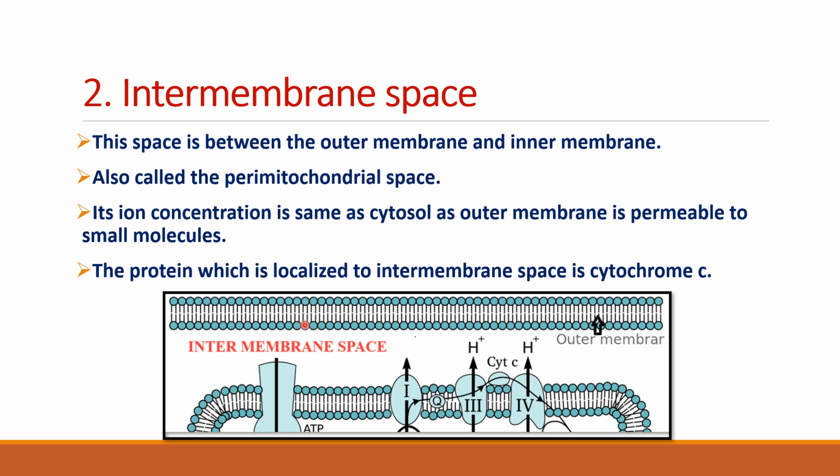So the outer membrane, as such, is permeable to small molecules, allowing it to be in equilibrium with the cytosol. The protein which is localized in the intermembrane space here is cytochrome C. It is attached to the inner membrane but located towards the intermembrane space, more into the intermembrane space. This is cytochrome C.